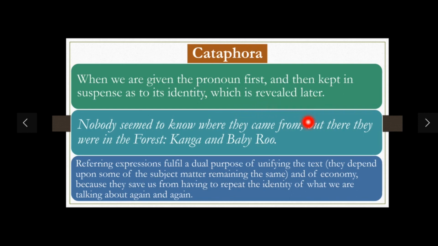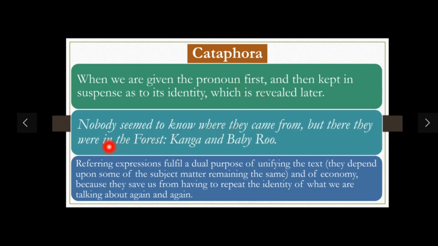For example, if we say, "Here he comes, the Prime Minister of Pakistan, Imran Khan." You see that first I use the pronoun "he": here he comes. And then I say the Prime Minister of Pakistan, Imran Khan. So here "he" refers to Imran Khan. First I use a pronoun, a referring expression, and then I use a noun. So this referring expression is known as cataphoric reference.